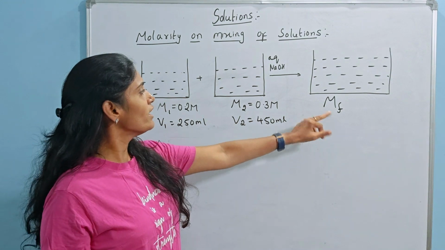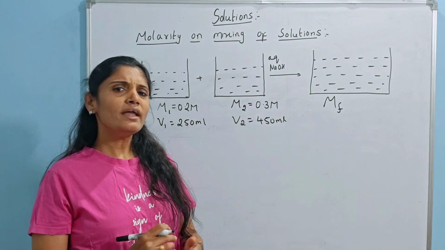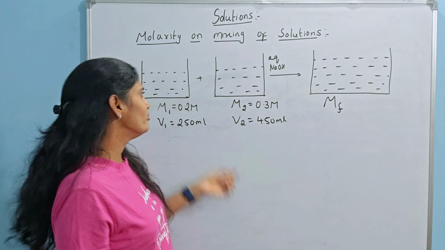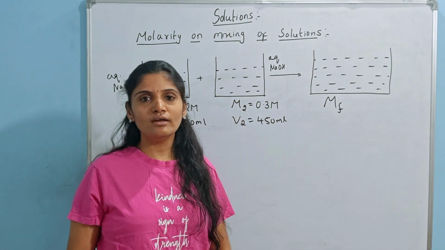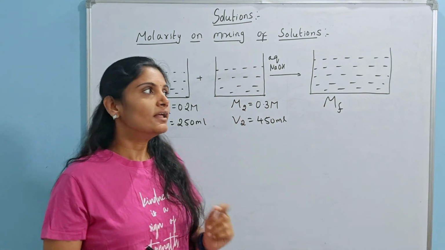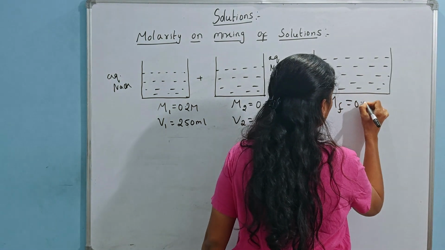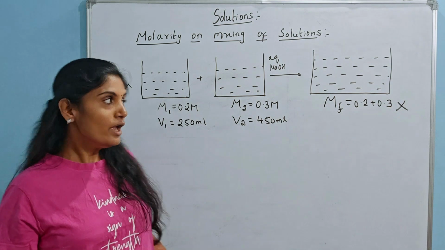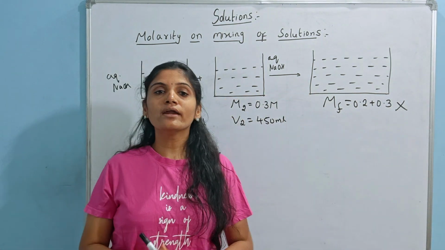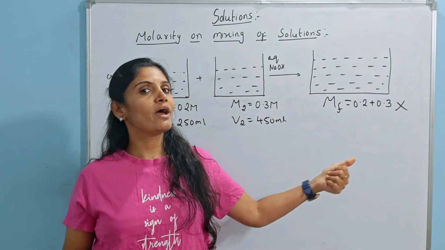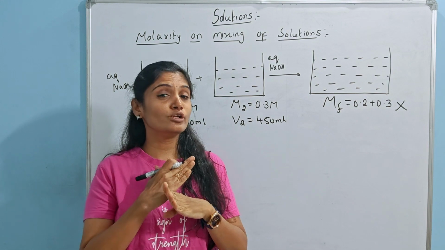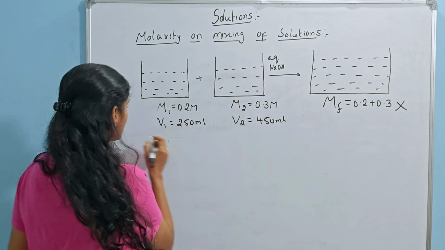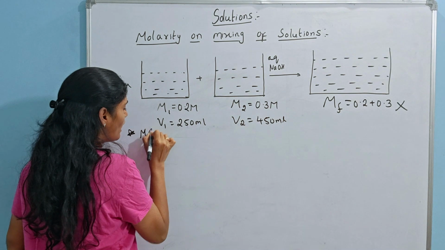Now how should I get the final molarity? If you people are thinking, it is very easy, let me add 0.2 plus 0.3 and I'll get 0.5. Then it is absolutely wrong. You cannot directly add the molarities of two solutions and get the molarity of the resultant solution, which is absolutely wrong. So what is your first understanding here?